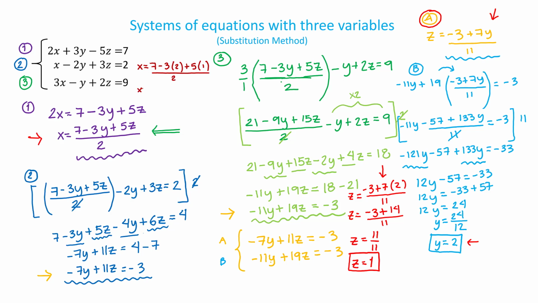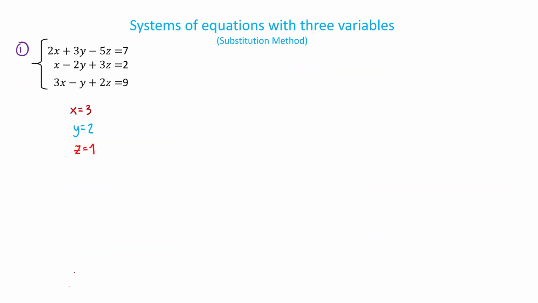X equals 7 minus 3 times 2 is minus 6. 5 times 1 is 5 over 2. Let's continue to the right. 7 minus 6 is 1, and 1 plus 5 is 6, so 6 over 2. And 6 over 2 is 3. So now I found that x equals 3. And I finished solving this system of equations with 3 variables. I have here the values that we got: x equals 3, y equals 2, and c equals 1.